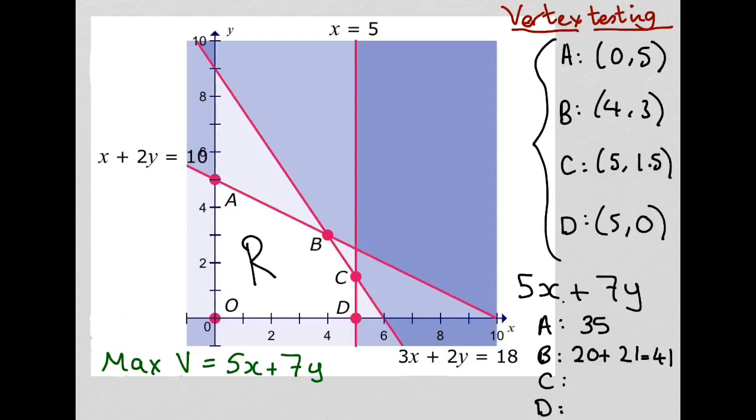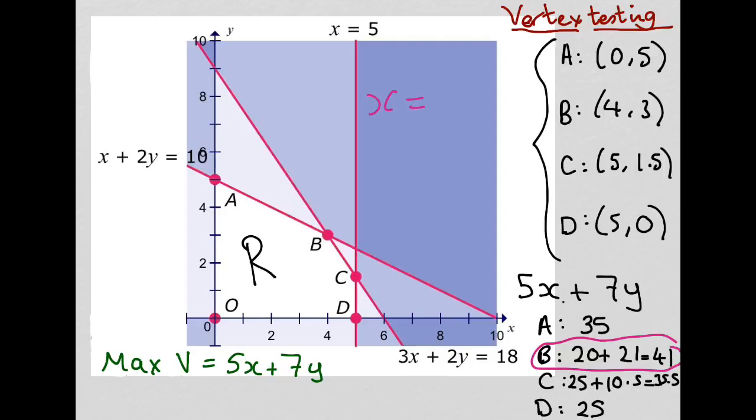Point C, 5 times 5 plus 7 times 1.5, 25 plus 10.5, 35.5. And then the last one, I'm doing 5 times 5, and then 0 plus 7, so I've just got 25 there. So I'm maximising. I want the biggest one. So my answer is vertex B.